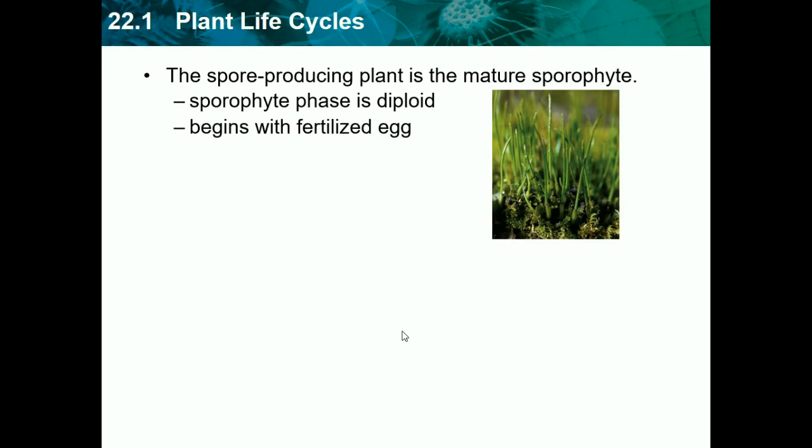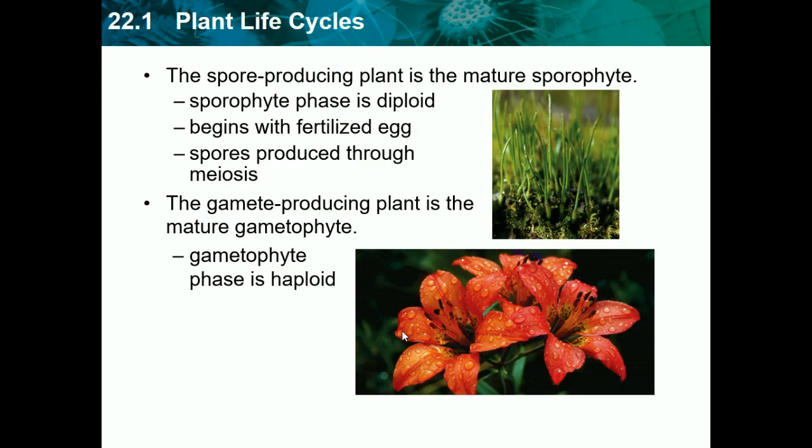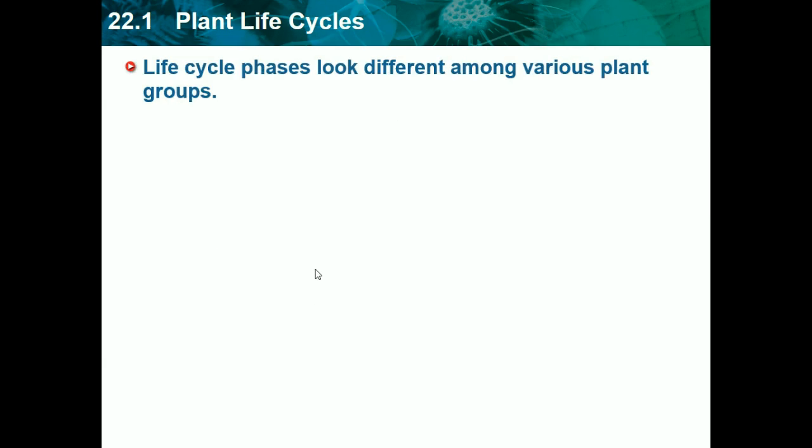The sporophyte phase is diploid and begins with fertilized eggs. Spores are produced through meiosis. The gamete-producing plant is the mature gametophyte, and the gametophyte phase is haploid and begins with spores. So if we remember, diploid is when we have the two strands of DNA, haploid is when we have half of that, and we usually think of haploid with sex cells. So it begins with spores, and gametes are produced through mitosis.